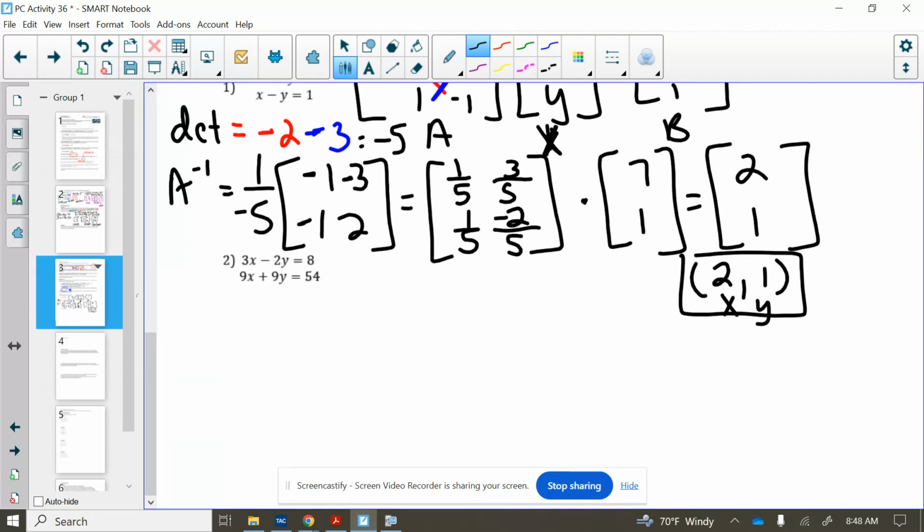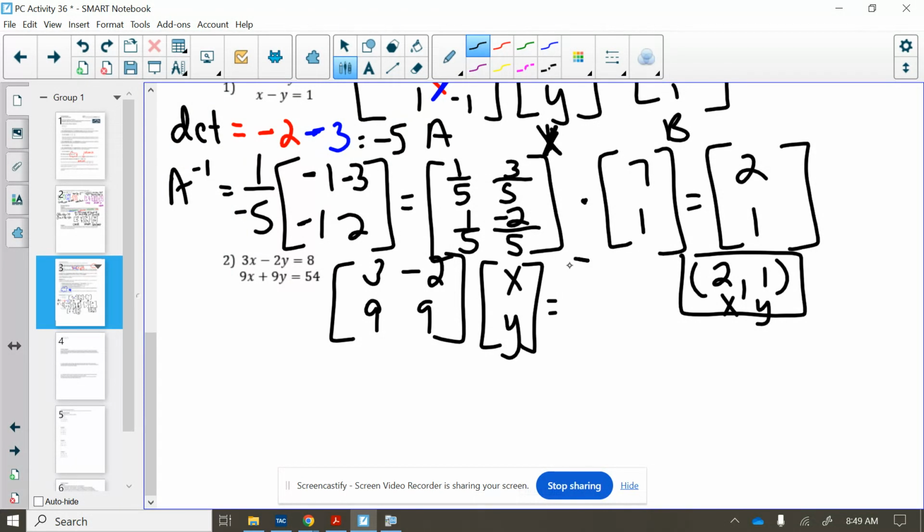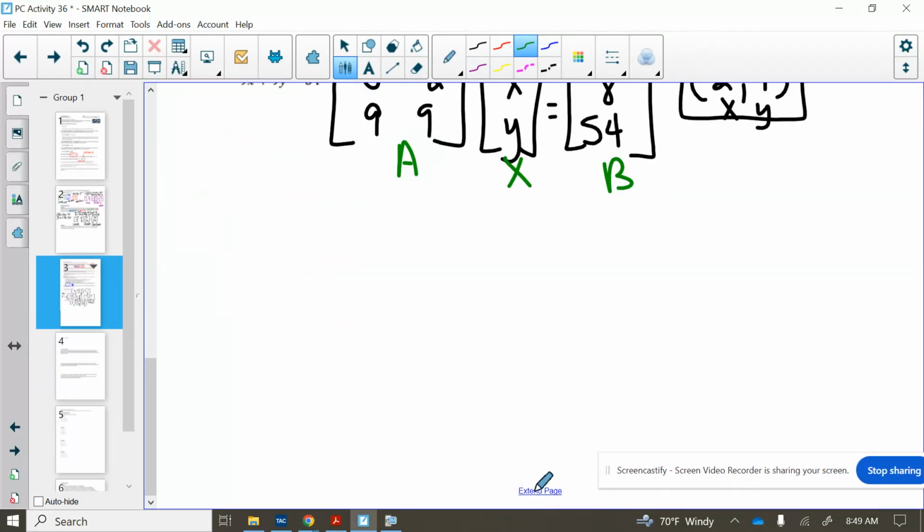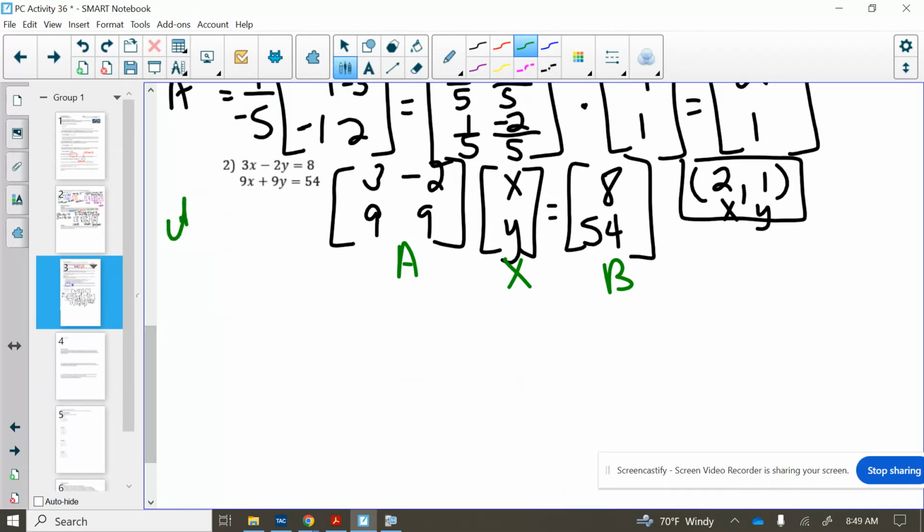So same thing then for number 2. We can set up our matrix equation [3, -2; 9, 9] times [x; y], and this time they're equaling our constant matrix of 8 and 54. So again, if we want to find eventually the value of the variable matrix, we're going to take A inverse times B.